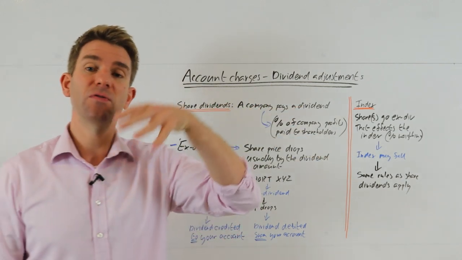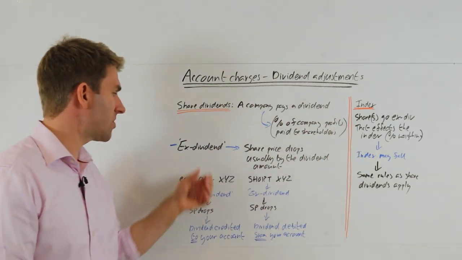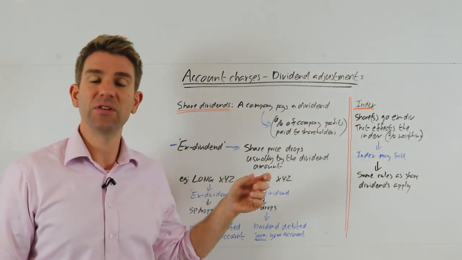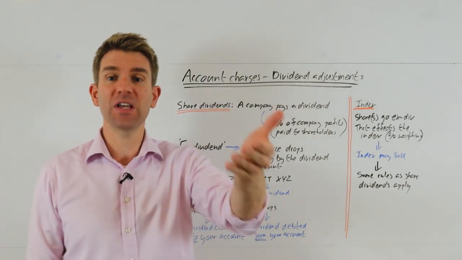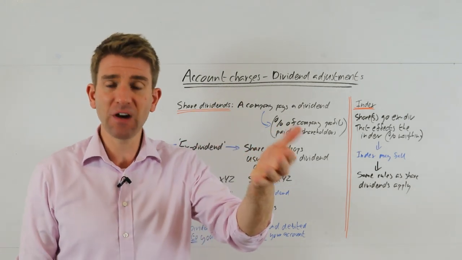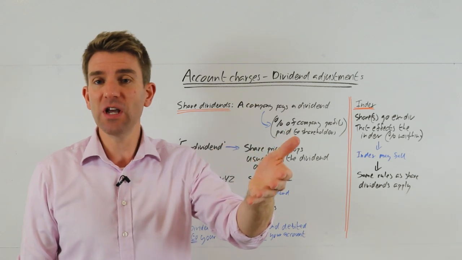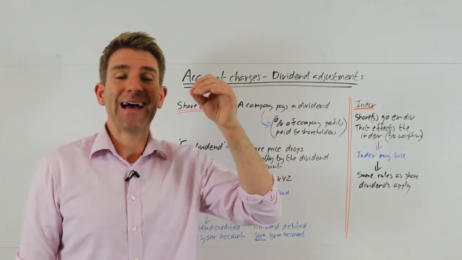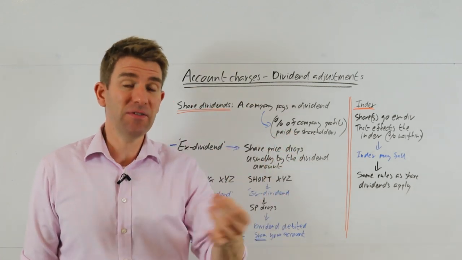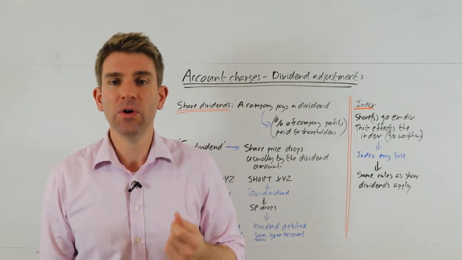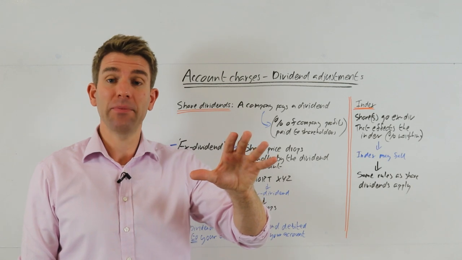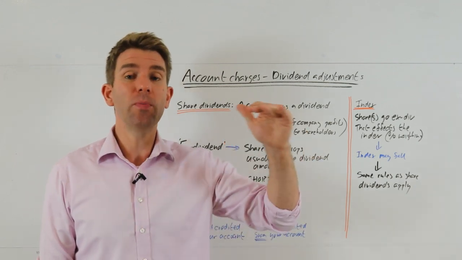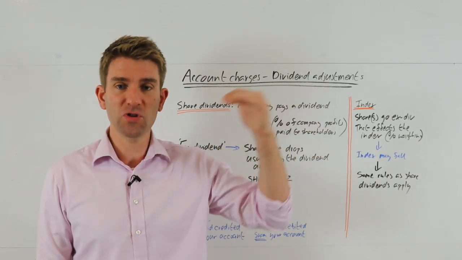What does it mean for us from a spread betting or CFD perspective? When a share goes ex-dividend, it will drop by the amount of the dividend on the day. Let's say we had that example: a 500p share trading on the UK LSE, and it goes ex-dividend. In fact, let's use a 10p dividend, so it's nice and simple. The next day the market will open at 490. So close at 500, open at 490.